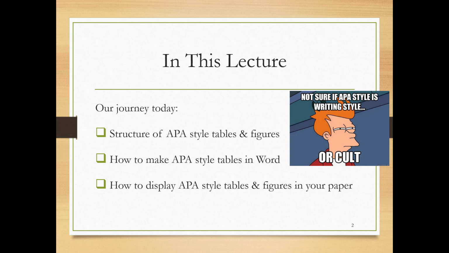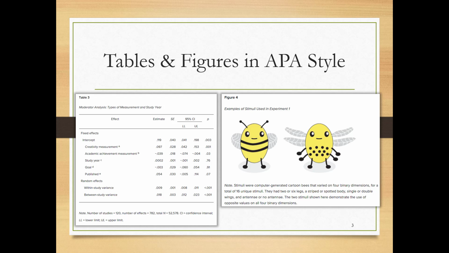Ready? Alright, so let's start with the first part. The structure of tables and figures in APA style. And so here are a couple of examples. You can see a table on the left and a figure on the right. Can you tell in what ways these two are similar?